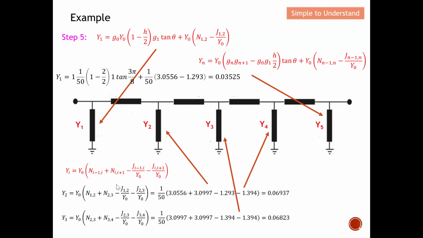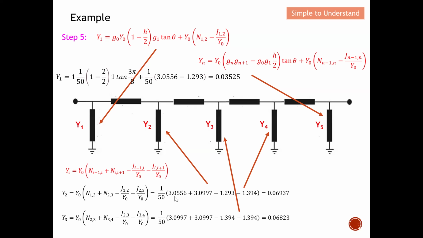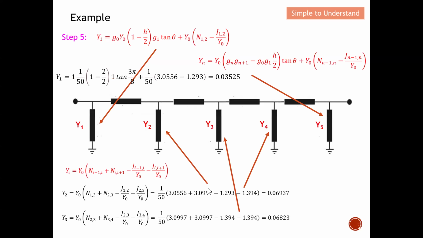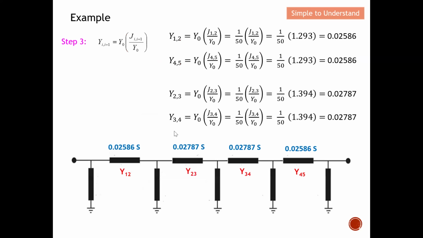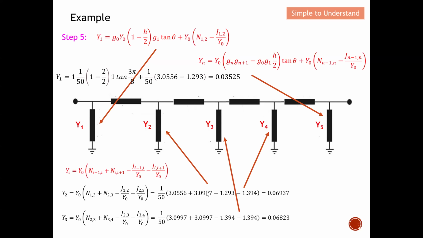So this is Y naught N12. N12 is what you calculated over here. N12 is equal to 3.0556. So from here, this is 3.0556. By now you should know Y naught is 1 over 50, so I get this number. For N23, again, you can refer to the previous example here, which is 3.0997. So this is the number. Minus J12 Y0. J12 Y0 is from here, and it is 1.293. So I have 1.293 over here. Same for the rest.